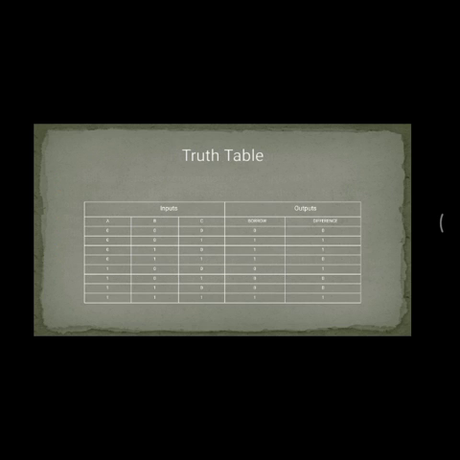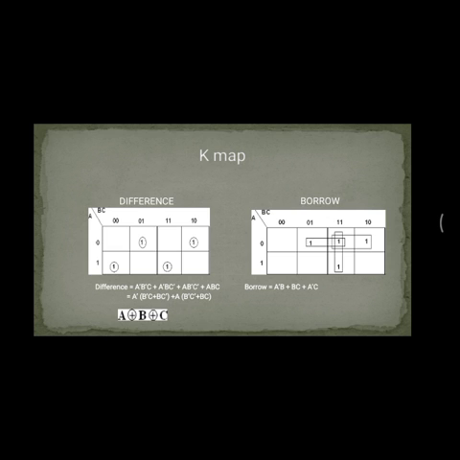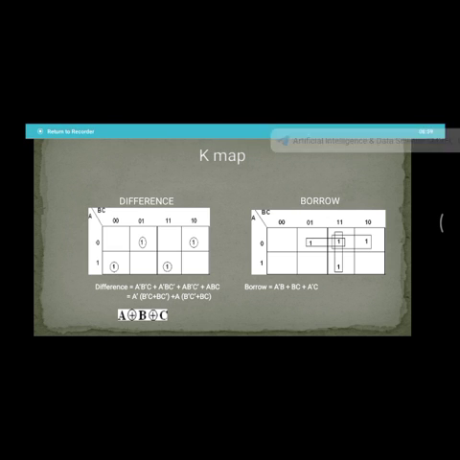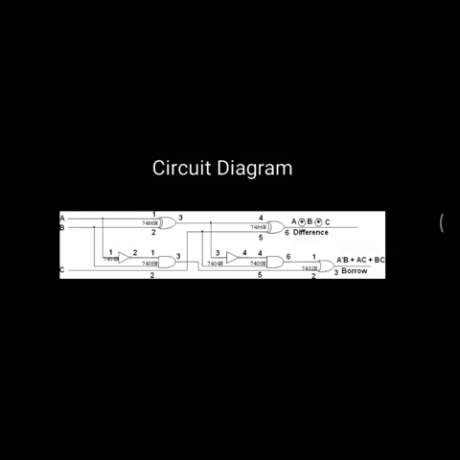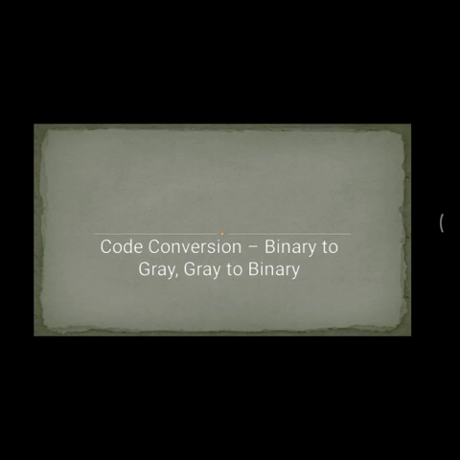This is the truth table of full subtractor. This is the K-map for the full subtractor. This is the circuit diagram of full subtractor. Next we are going to see about code conversion, binary to gray, gray to binary.